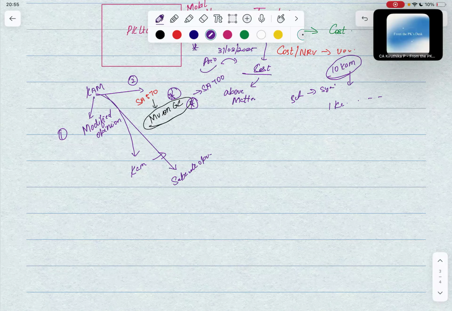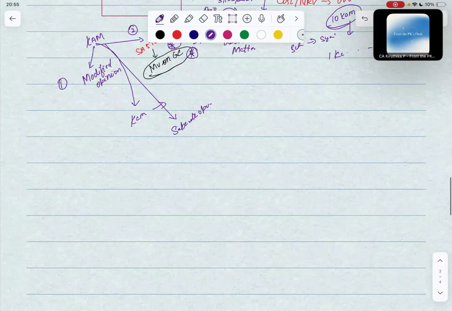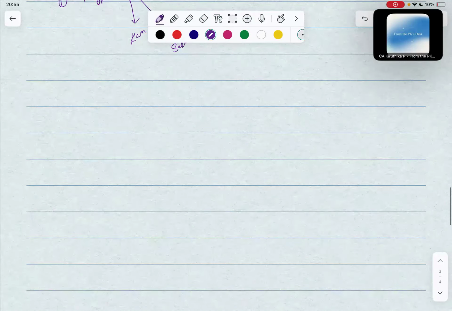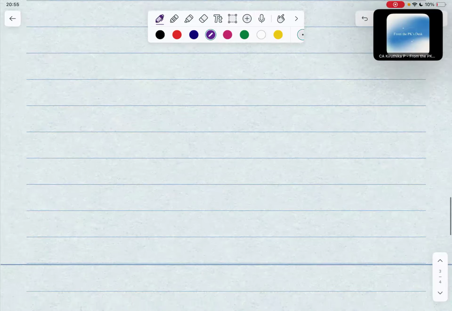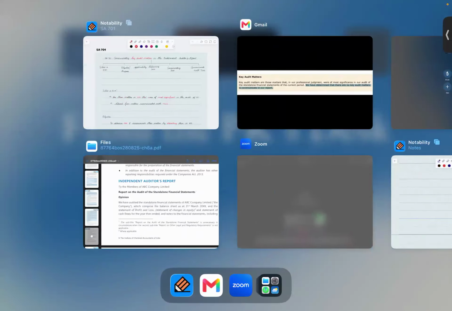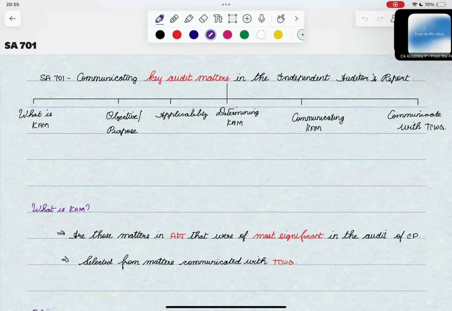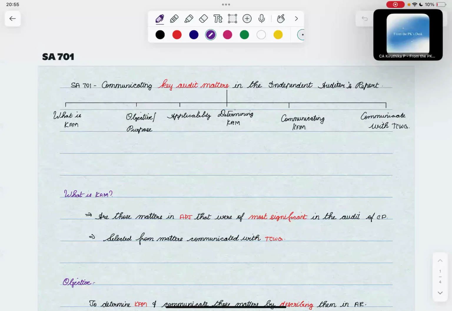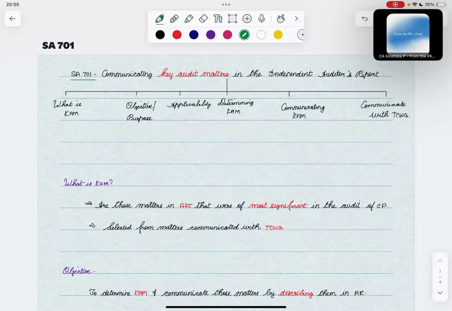Okay. So with that, we are done with key audit matter. I hope all of you can understand key audit matter very well. So before we are ending our session today, maybe we can just go through the notes quickly. So what did we learn? SA 701, communicating key audit matter.